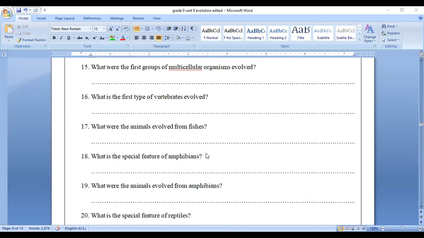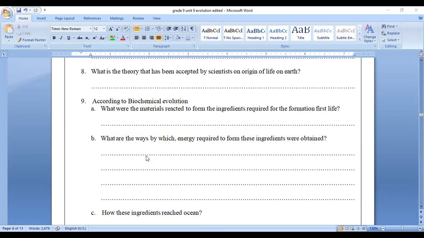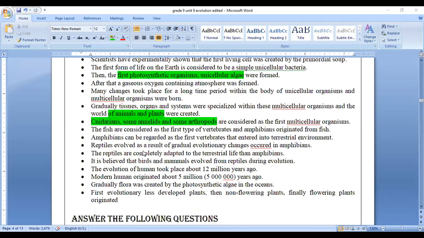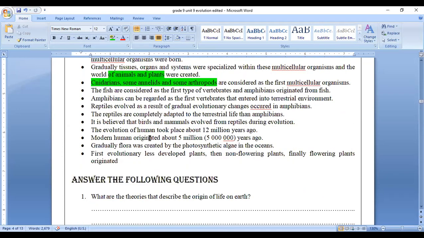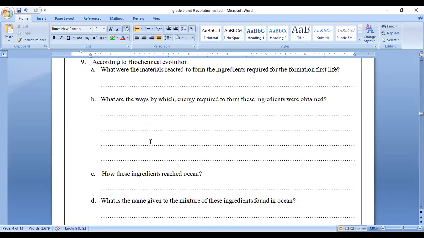What were the animals evolved from fishes? From the fishes, amphibia. You know amphibia, right? Amphibia evolved from the fishes.